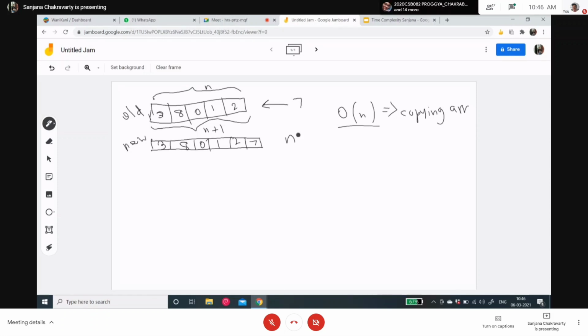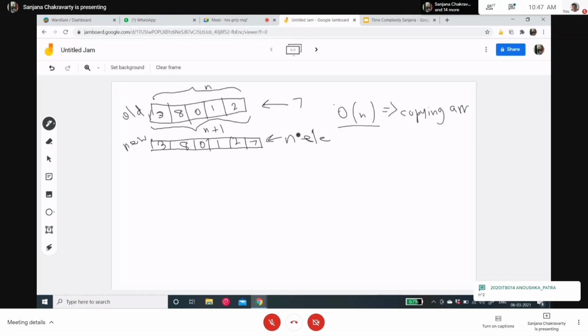If I am inserting n elements, I want to insert n more elements. I want to make n insertions. What will be my total time complexity? What will be my overall time complexity? For one element, I am making O of n operations. For two elements, I will have to make two arrays. I'll have to copy from the old to the new, and then I'll have to make another array and copy from this new to that new. So that's 2 times O of n operations.